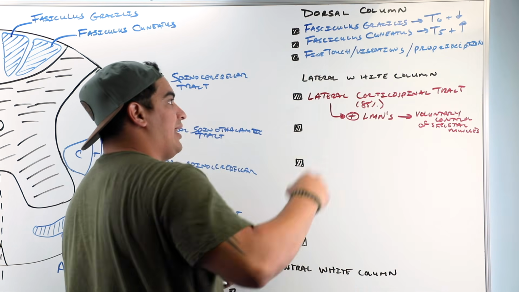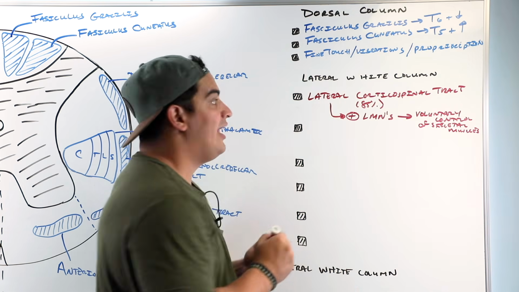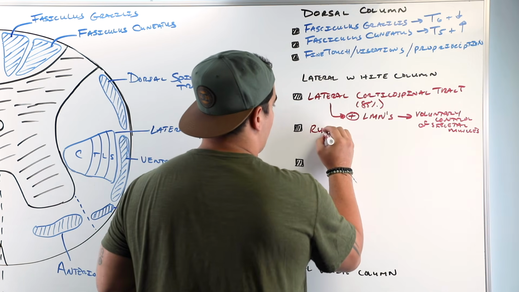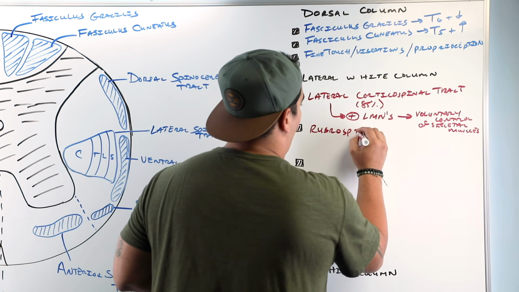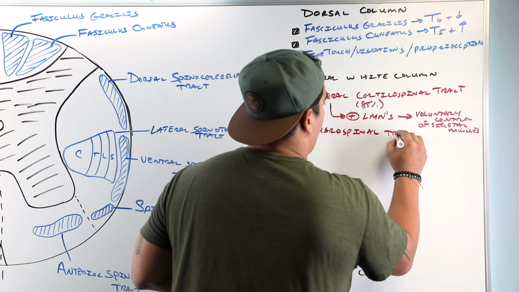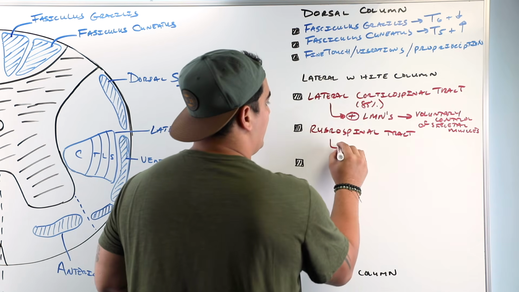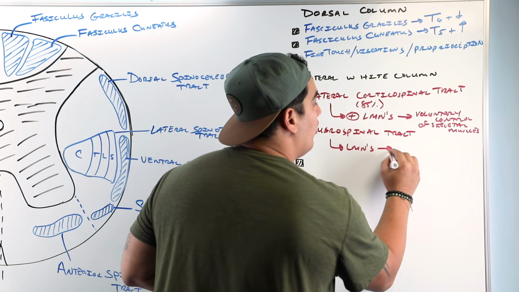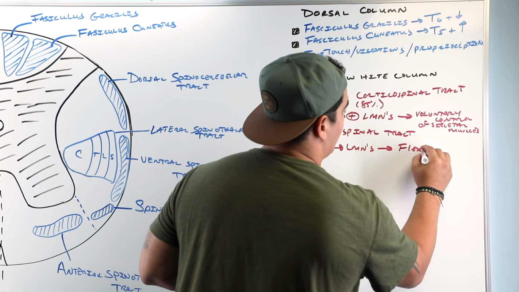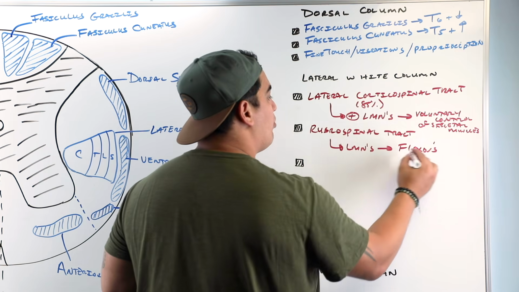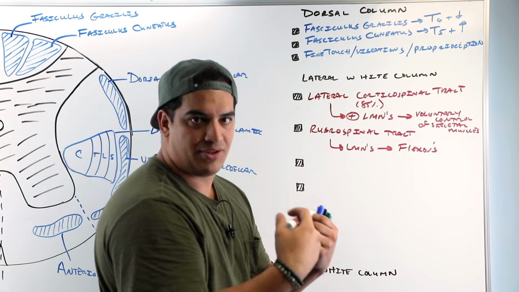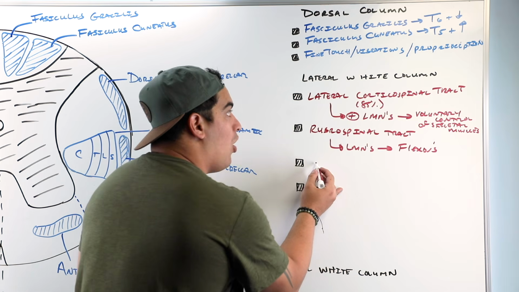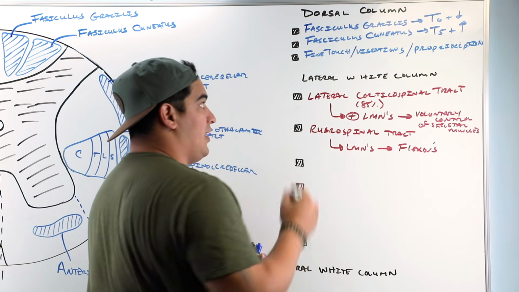The other motor tract that was present within our lateral white column, you guys remember? It was the rubrospinal tract. That was our rubrospinal tract. Now the rubrospinal tract, its basic function is it is also going to stimulate lower motor neurons, but primarily for the flexors. Okay, so it's only going to pretty much stimulate your limb flexors. That was all of the descending tracts in the lateral white column.